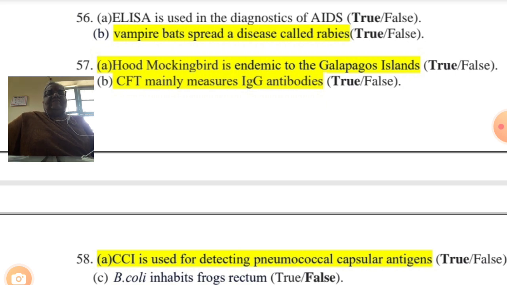56B, the question goes like this. Vampire bats spread a disease called rabies. Rabies again is a viral infection. And you must have heard of vampire bats. We discussed that they are sanguivorous mammalian ectoparasites, the only mammal which feeds on the blood of other animals, right? So the question is, vampire bats spread a disease called rabies.